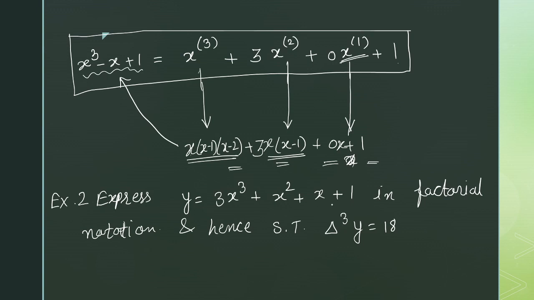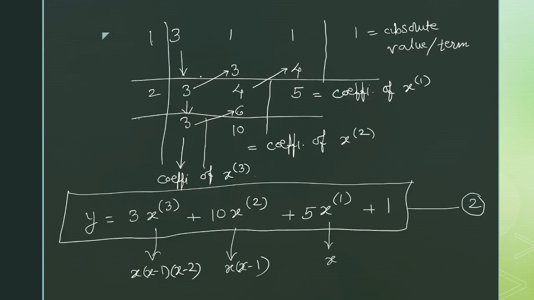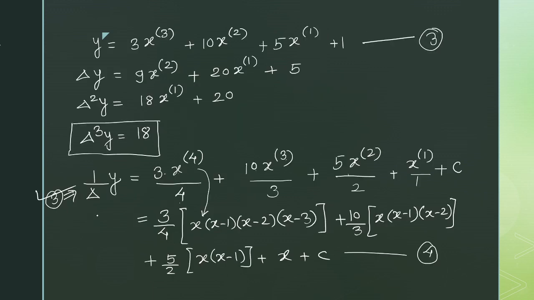Express the given algebraic polynomial in terms of factorial notation and show that del cube y equals 18. Here first we apply synthetic division and find the factorial notation form by the same method, and then if we substitute these values, we get the given polynomial. Now the second step is to find del cube y equal to 18. Therefore we differentiate this factorial notation form, that means equation 2.